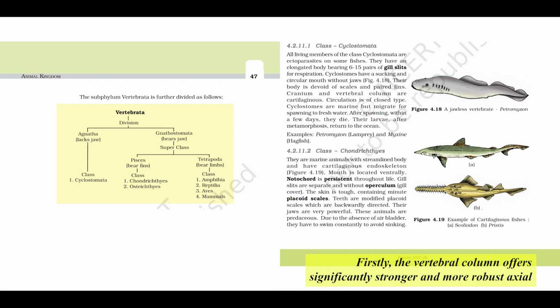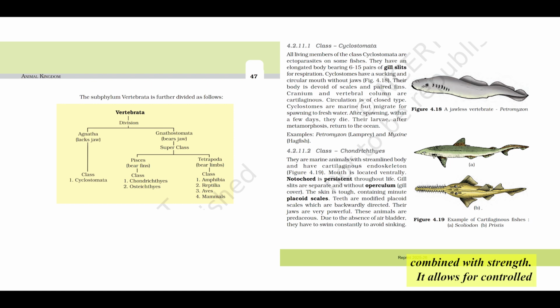Firstly, the vertebral column offers significantly stronger and more robust axial support compared to the notochord. This increased structural rigidity allowed for the evolution of much larger body sizes. Being bigger has many advantages: better predator deterrence, ability to capture larger prey, greater capacity for internal complexity. Stronger support allows for bigger bodies. Makes sense. Secondly, the segmented nature of the vertebral column, composed of individual vertebrae, provides greater flexibility combined with strength.